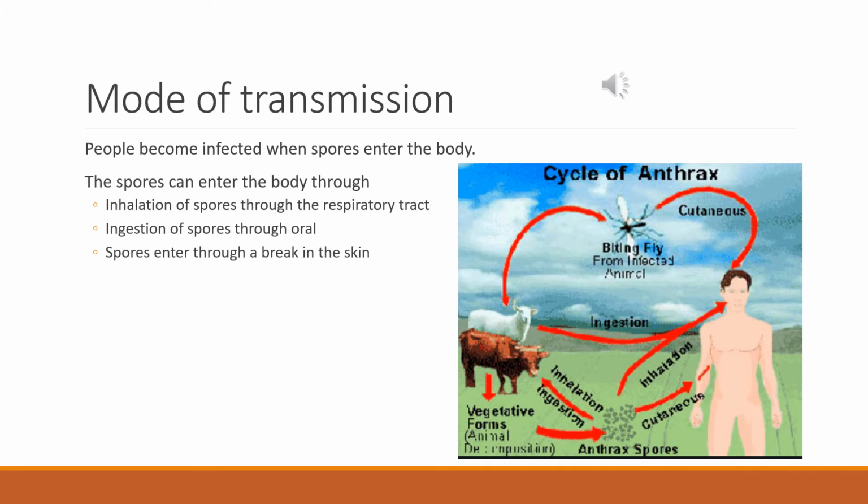Mode of transmission of anthrax. People become infected with anthrax when spores enter the body through a variety of ways. The spores can enter the body through inhalation of spores by the respiratory tract, ingestion of spores through the oral route, such as eating contaminated meat, or when spores enter the skin through a break, such as a cut. This can happen when working in contaminated soil.